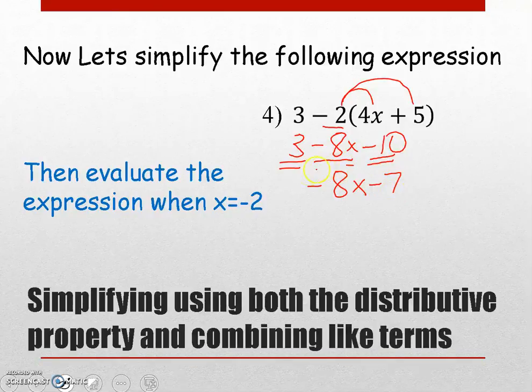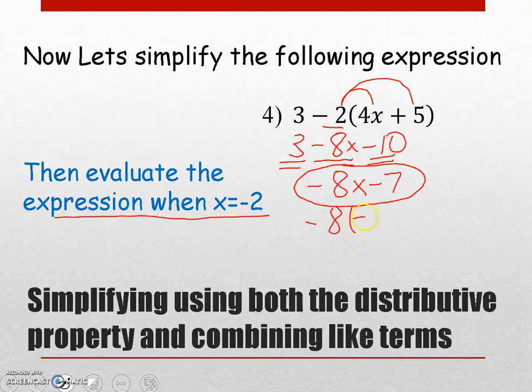So this is my simplified expression, which helps me when I evaluate this expression when x is equal to negative 2. I'm going to take negative 8 times negative 2 minus 7. And negative 8 times negative 2, that's a negative times a negative, which is positive 16. And 16 minus 7 gives me my final answer of 9.